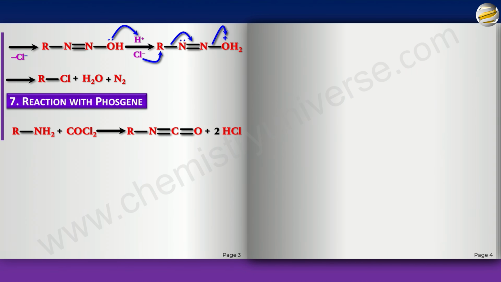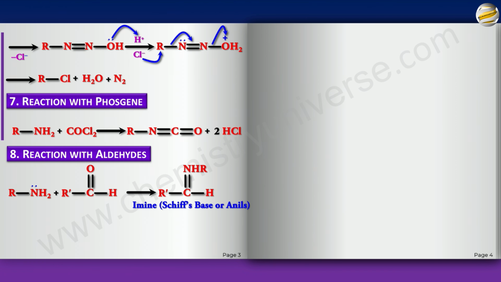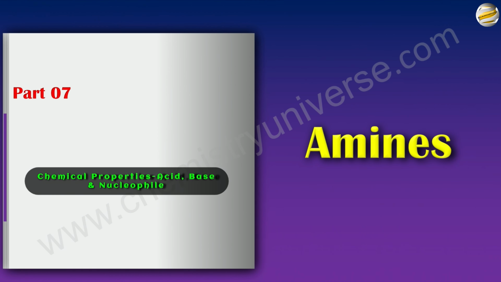And then comes reaction with aldehydes. Pretty simple. You get imine or Schiff's base. We have already done this. So imine or Schiff's base or anils. In this particular case, you can call them anils also. And that sort of takes care of the basic reactions of acid, base, and nucleophile.